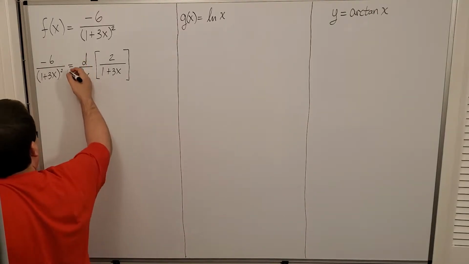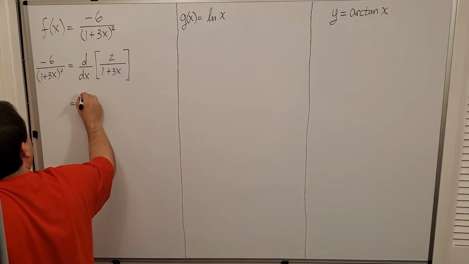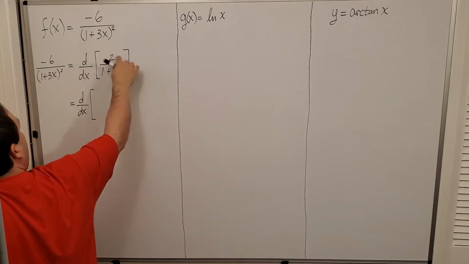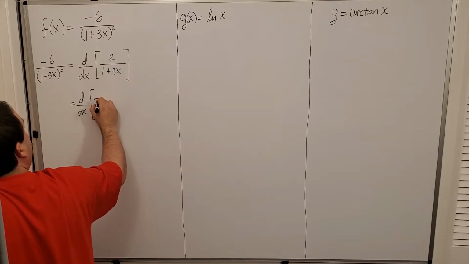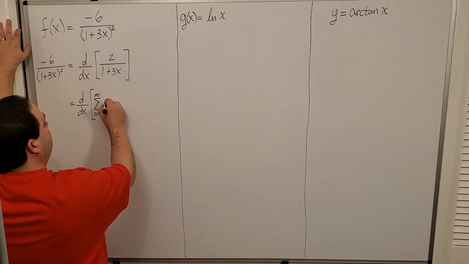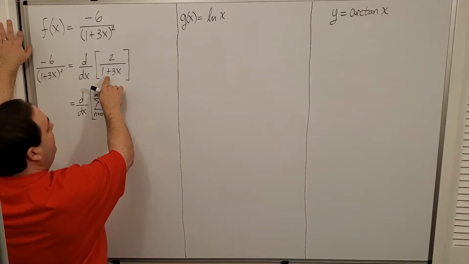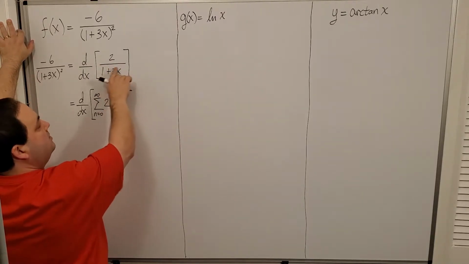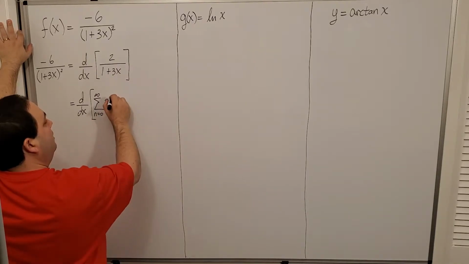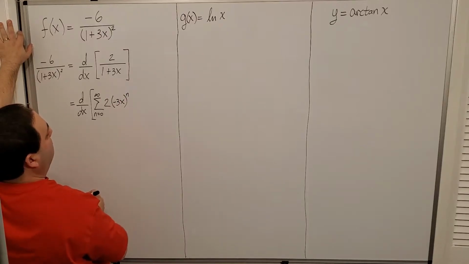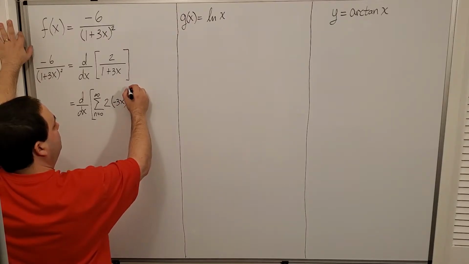So then this is equal to the derivative of the power series for this, which is going to be the sum from 0 to infinity. My first term is 2. And then this has got to be a negative right here in order for me to have the 1 minus the piece that I need. So then I'll have -3x to the n, like so.